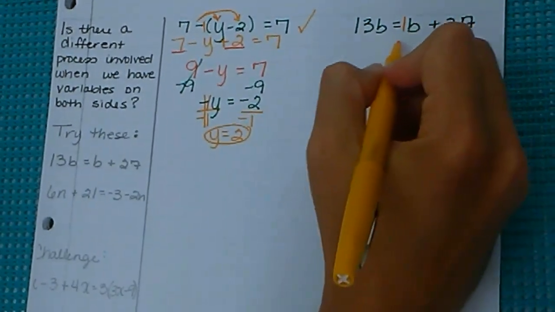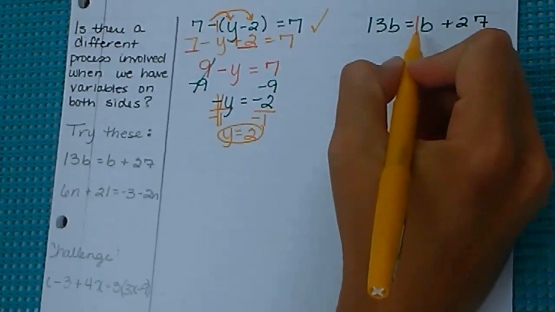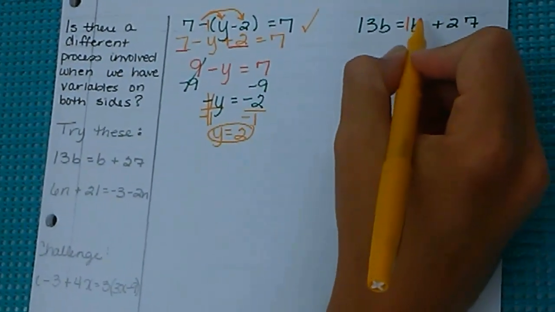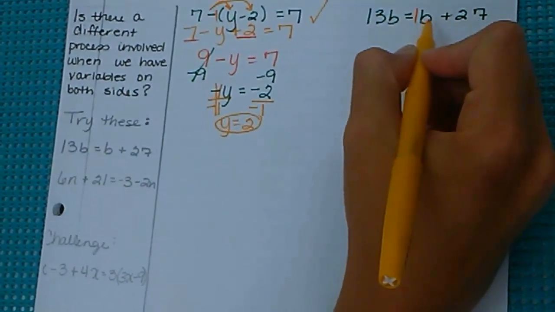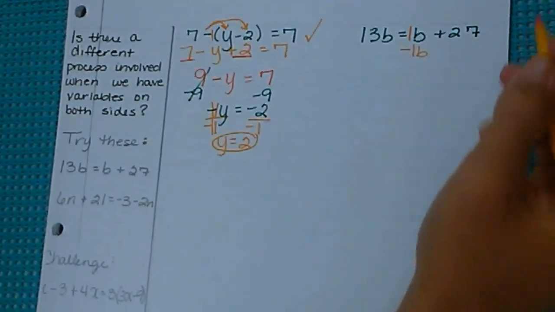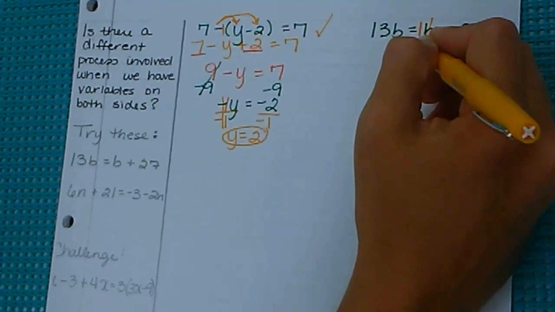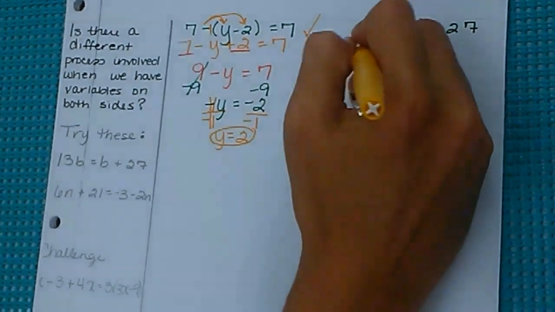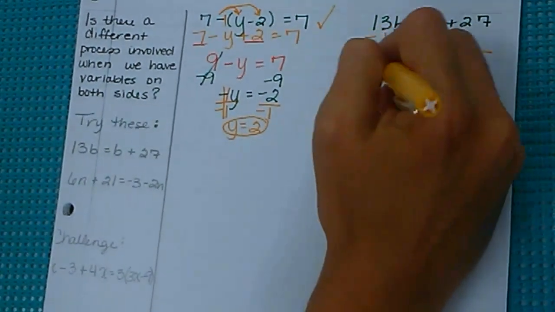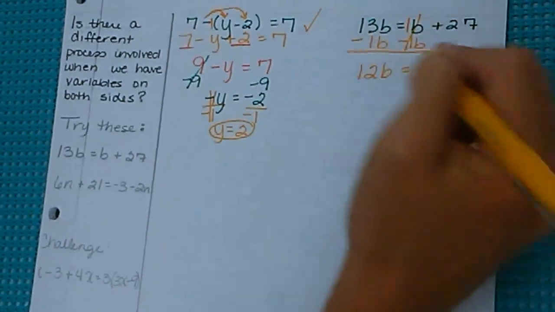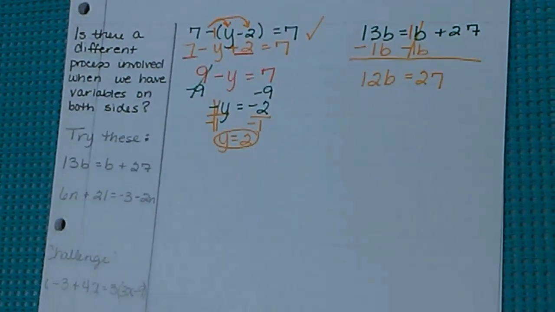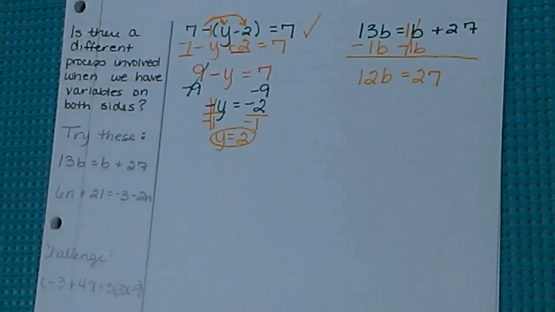Now if I want to move this one B over, again, we're thinking about inverse operations. So I need to know what's the opposite of a positive B? A negative B. Does that make sense? So if I take one B away from the right side, I must take one B away from the left side. What am I left with? Hopefully you were saying 12 B's. So 12B equals 27. Not quite done, but we're getting really close.